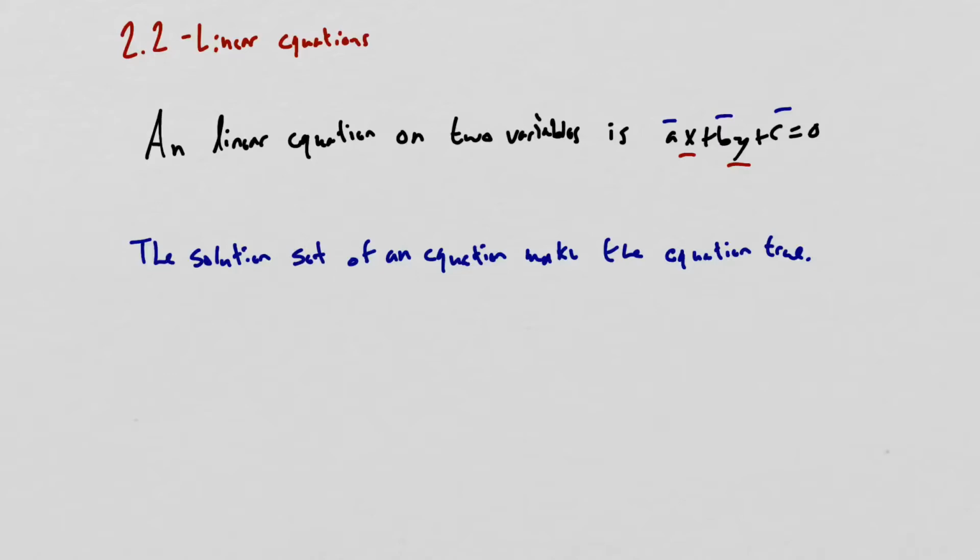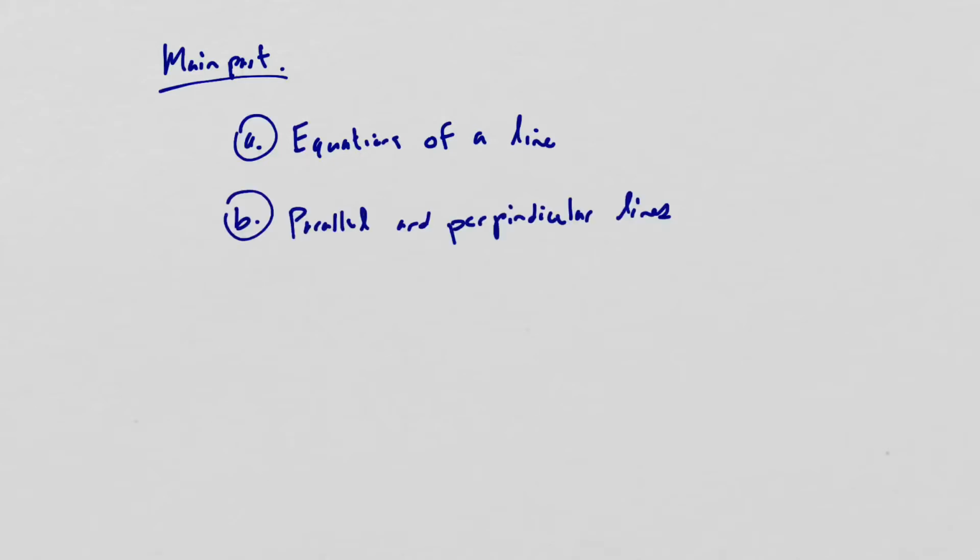In this first section, 2.2, we'll discuss and review properties of lines and line segments. In part A, we'll review different equations for a line. In part B, we'll see how to write parallel and perpendicular lines. Then, in part C, we'll review how to solve rational equations.